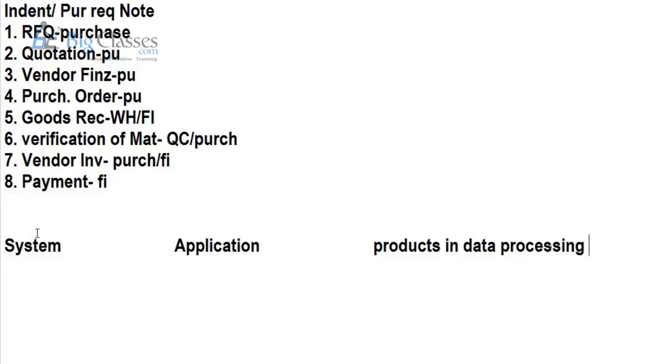Okay, I will come to why they have derived this name: Systems, Applications, Products in Data Processing. System means, what is system? This is your hardware or server. Application means software. And what are the products? Just now we discussed what the products are: all your departments, your finance department, purchase department, production department. These are your products.